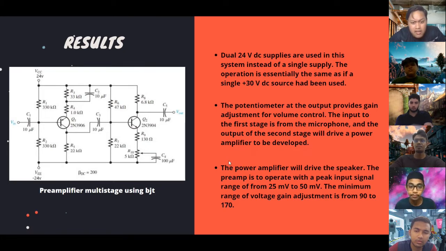The input of the first stage is from the microphone, and the output of the second stage will drive a power amplifier to be developed. Lastly, the power amplifier will drive the speaker. The preamp is to operate with a peak input signal range of from 25 mV to 50 mV. The minimum range of voltage gain adjustment is from 90 to 170.